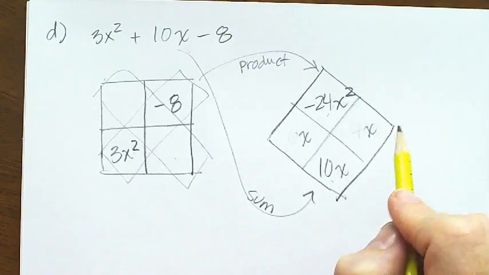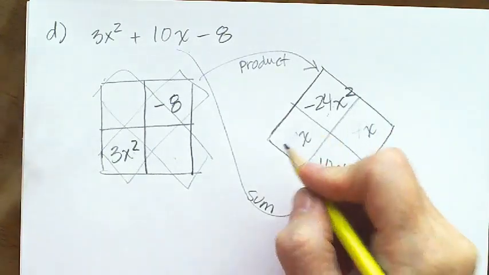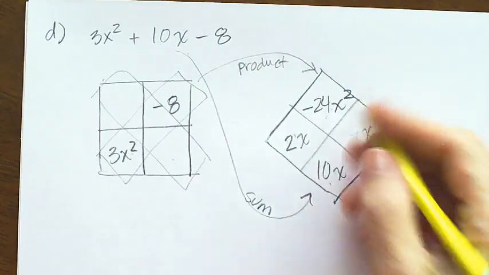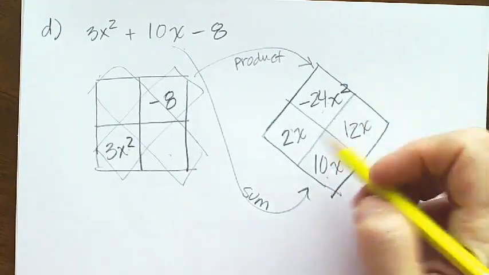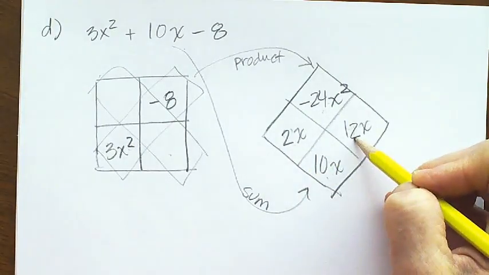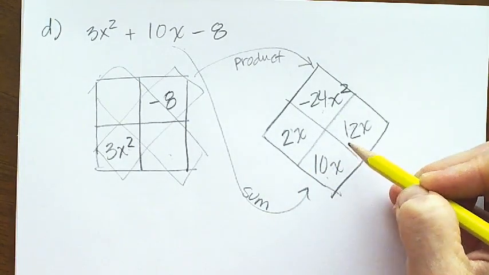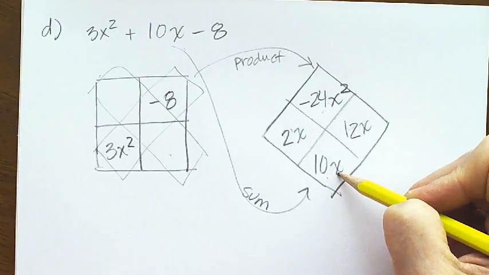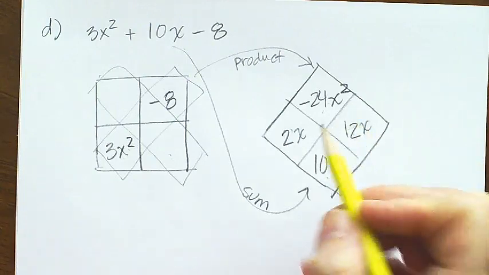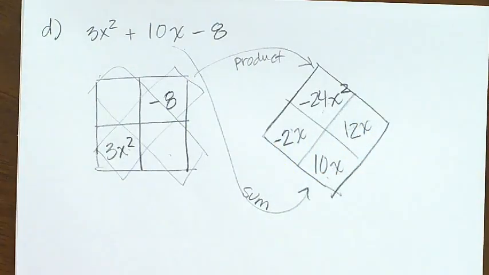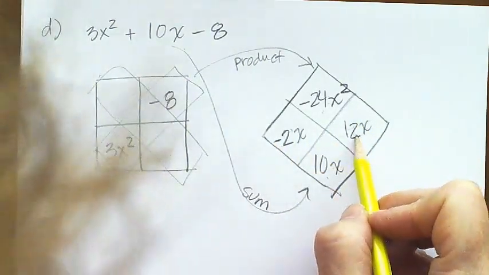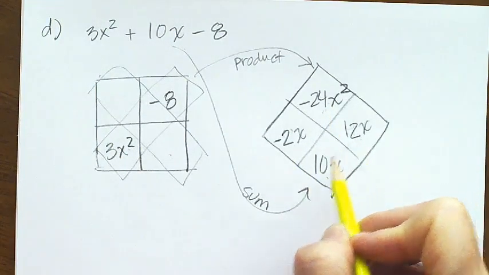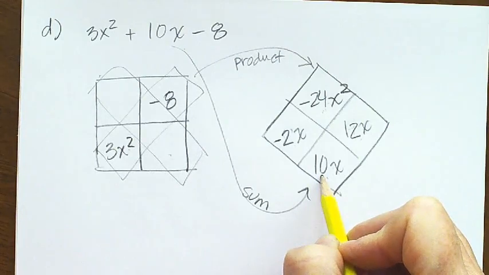Okay, so we also have 2 and 12. It's got to be 2 and 12. So 2x and 12x, when I multiply them, I'm going to get 24, and I need to figure out which one should be negative so that when I add them, I get a positive 10. Well, that means the 2 is the one that has to be negative. Negative 2 times positive 12 is negative 24. Negative 2 plus 12 is positive 10.